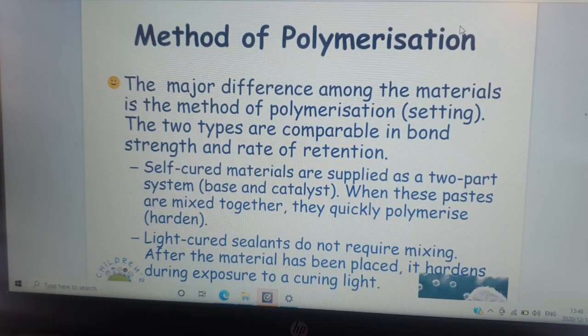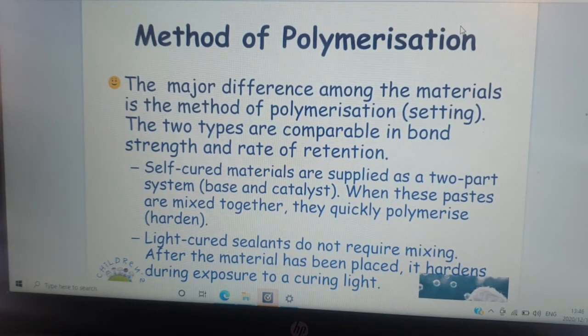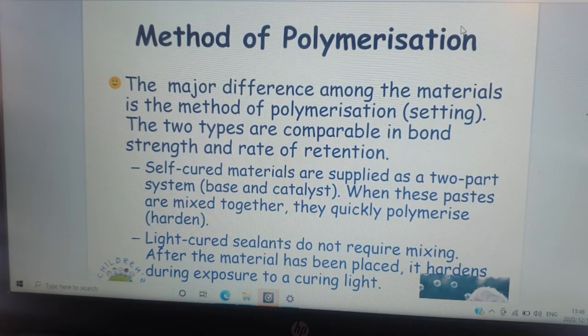So, ladies and gentlemen, please also be aware that there are two different types of polymerization methods associated with fissure sealants. So, the major difference between the two types is that one actually self-cures and is part of a two-part system that has a base and a catalyst, or else the other one, the most commonly used one, is the light-cured system that does not require mixing, but it actually hardens during exposure to light.